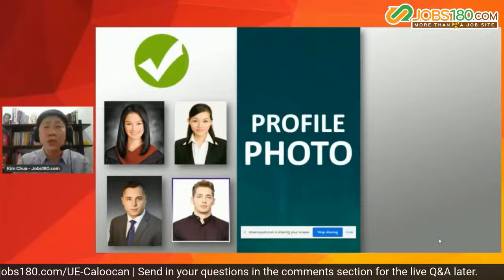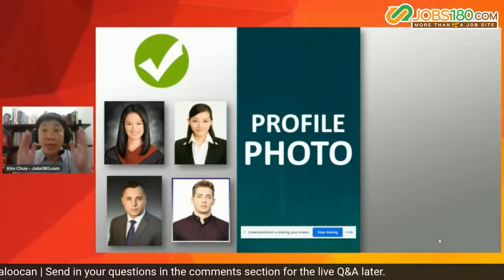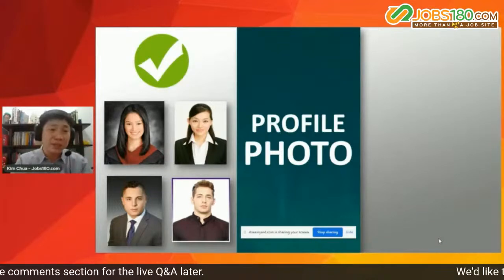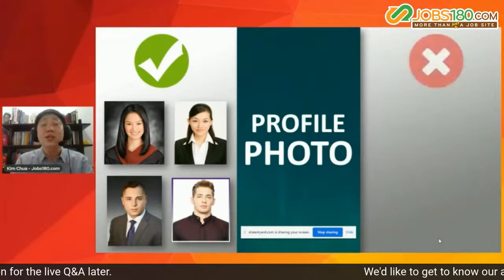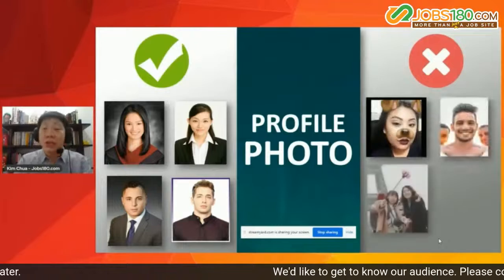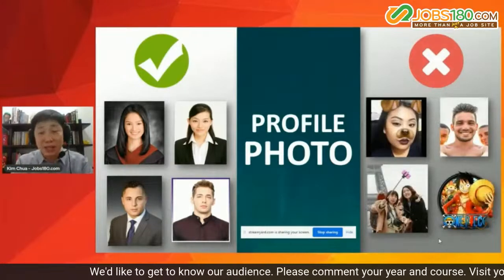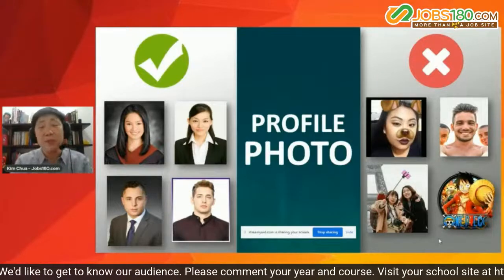Hindi kailangan pumunta sa studio. Huwag na kayo gumastos. Ang importante dito, tumingin kayo sa camera. Plain background. Okay? Plain background, tumingin kayo sa camera. Wear something, of course. Wear something decent. Okay? Do not upload profile pictures that look like the right side of your screen. Yung mga sample na yan, hindi po maganda yung sample yan. Okay? So, huwag kayo maglagay ng magandang kasi mga sample na profile picture.